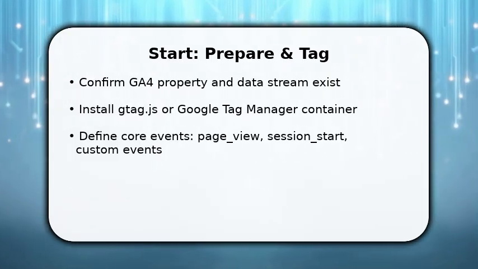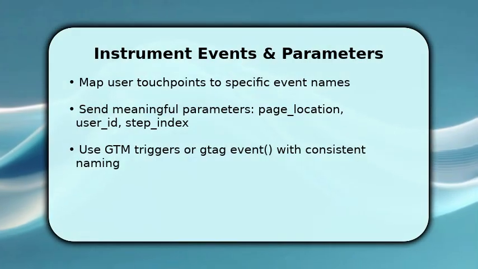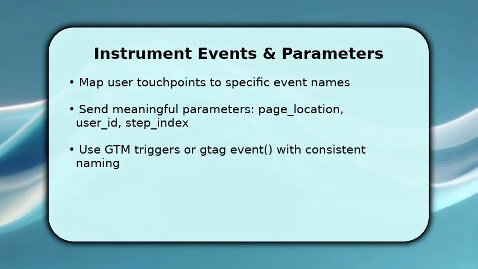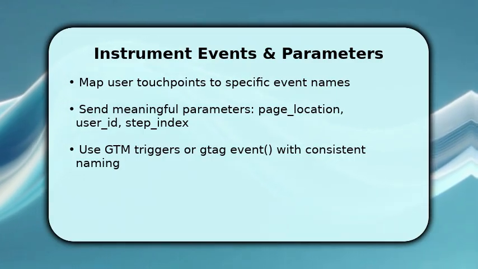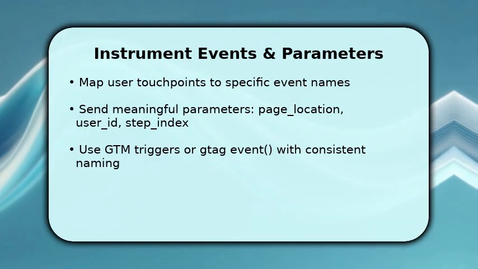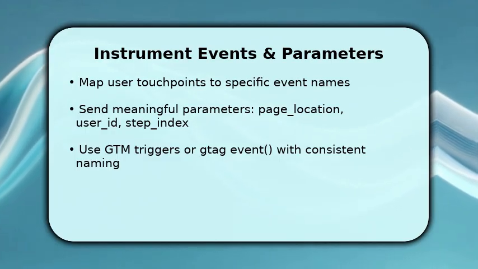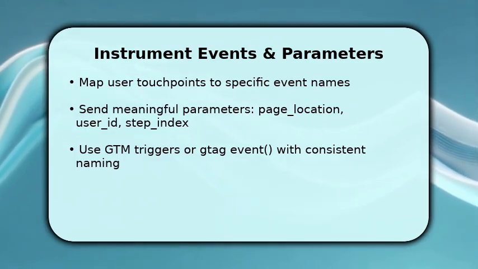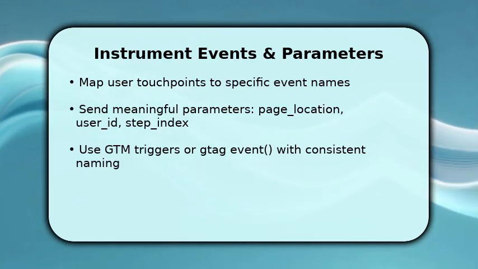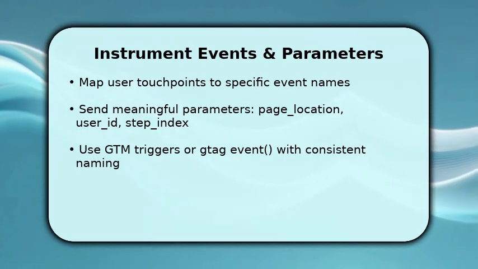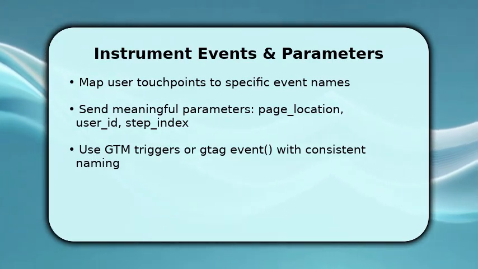downstream in reports. You now map the user journey into concrete events: entry, product view, add to cart, checkout step, purchase. Use meaningful parameters like page location, user ID, and step index to preserve context. In Google Tag Manager, create precise triggers: click, form submit, history change, or call gtag event, in line with identical names. Once done, validate each event with DebugView.